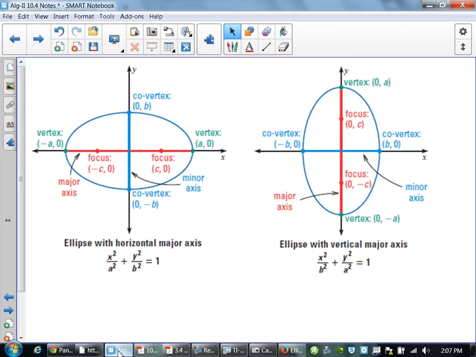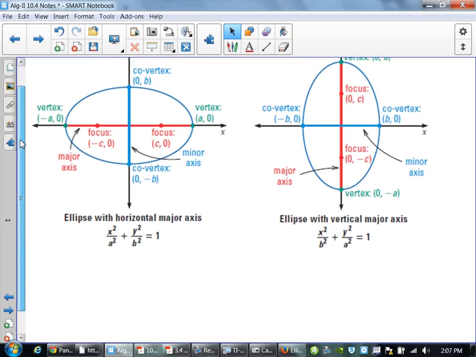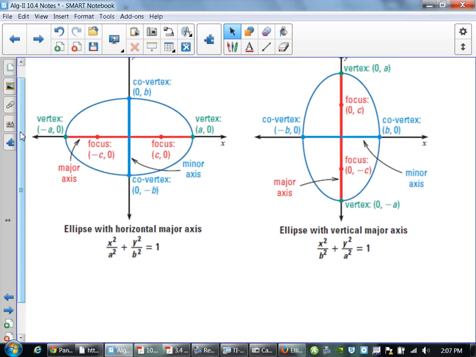That's how you're able to tell whether it's stretched horizontally or vertically. If the A squared value is underneath the x squared, it's horizontal. If it's under the y squared, it's vertical. It's that plain and simple. And I'll get to how we figure out C here in a second.